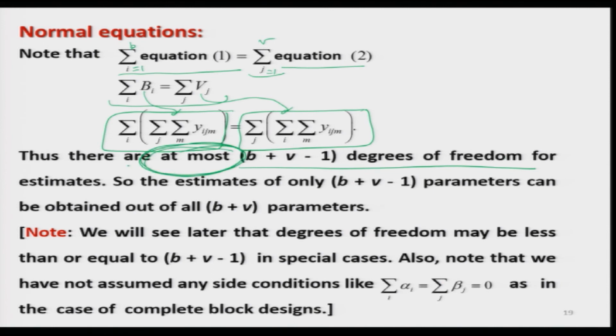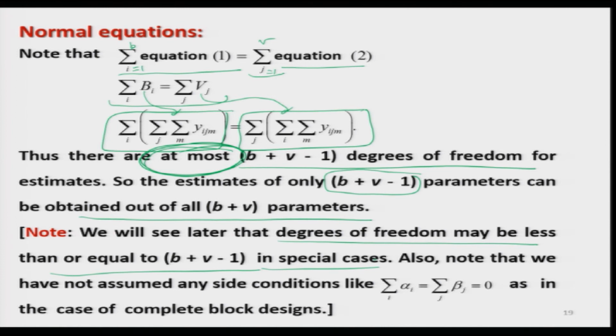So, that means only b plus v minus 1 parameters can be estimated out of b plus v parameters, right. So, that is now the constraint, and this is the problem which we have to handle to solve the problem in the case of incomplete block design. And later on you will see that b is less than or equal to b plus v minus 1 in special cases.